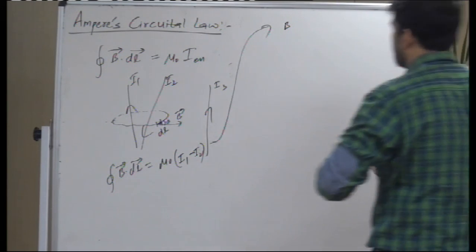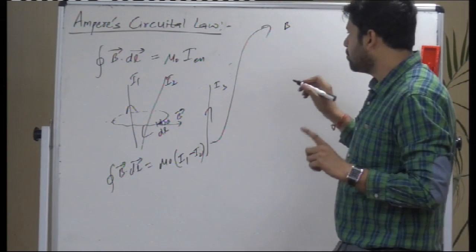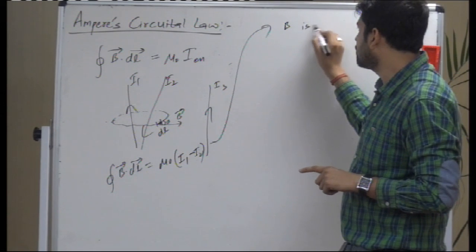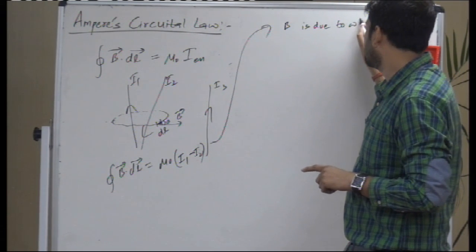So now the point here is, B is due to which current?